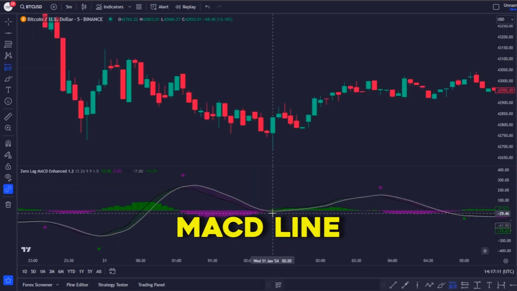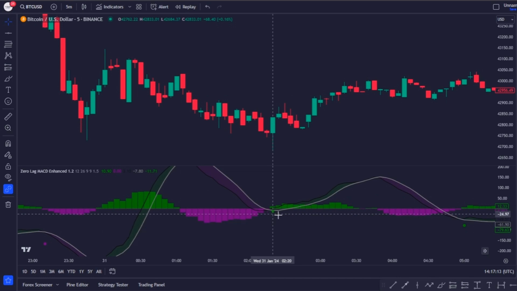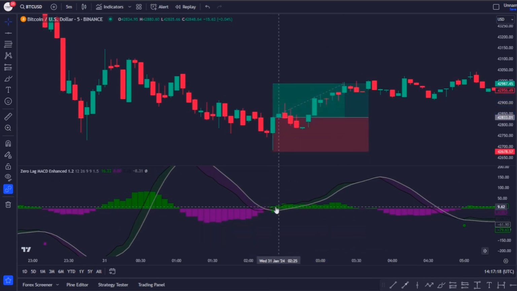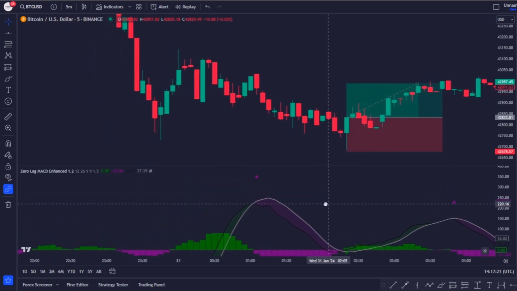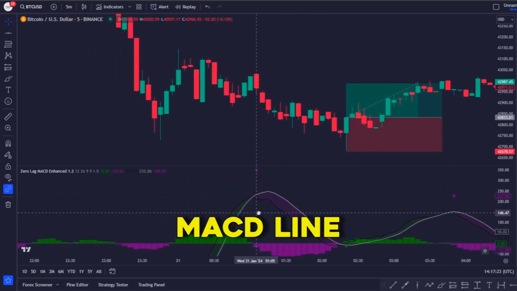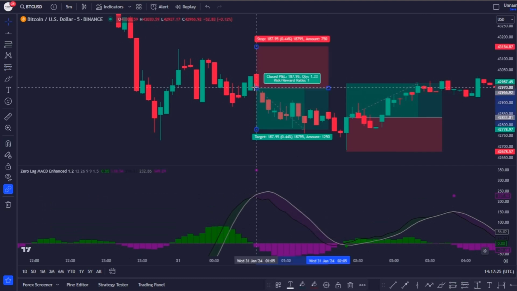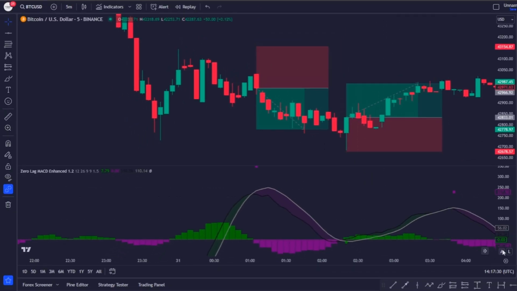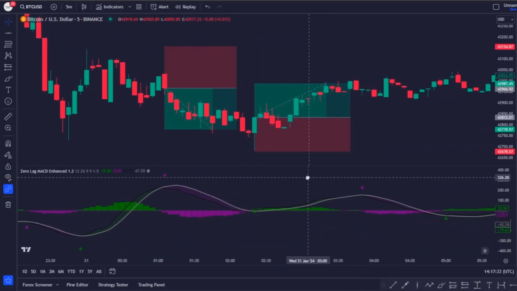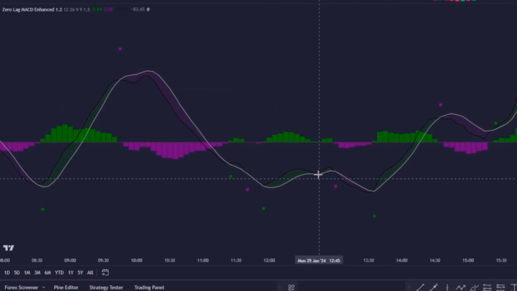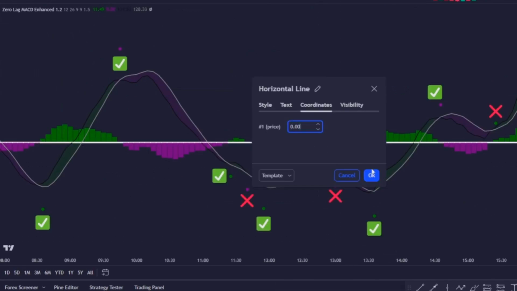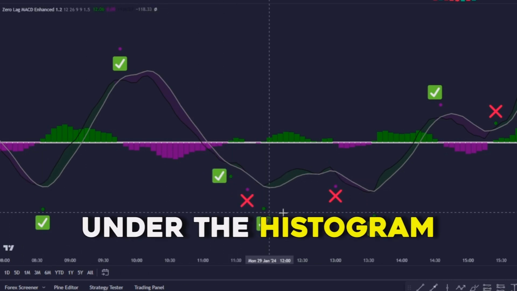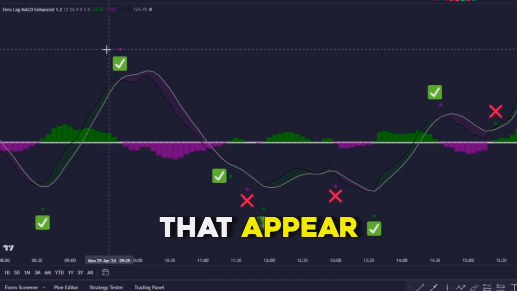Every time the MACD line crosses above the signal line, it means that the momentum on the market has turned bullish, and the green dot appears on the histogram. And every time the signal line crosses above the MACD line, it means that the momentum on the market has turned bearish, and the purple dot appears on the histogram. And you can use these signals to enter in positions. But to improve the accuracy of this strategy, we will only consider buy signals from the Zero Lag MACD that appear under the histogram and sell signals that appear above it.